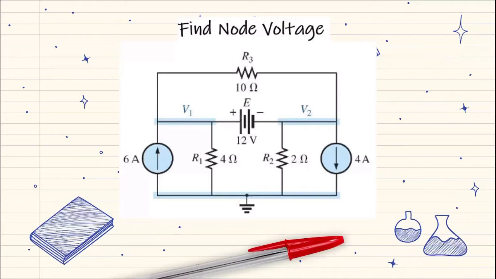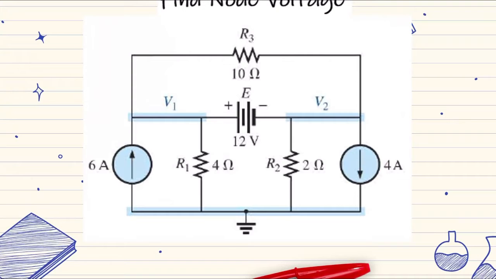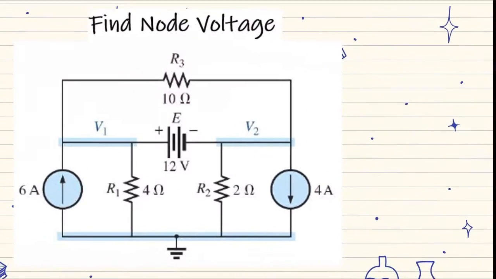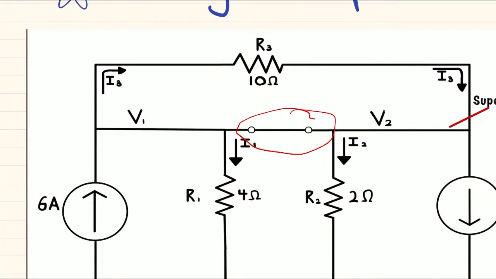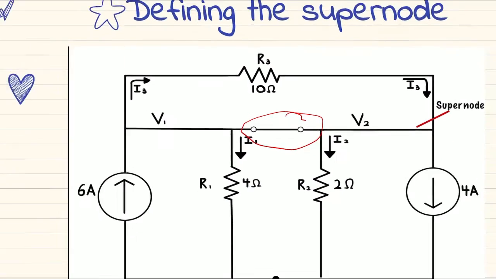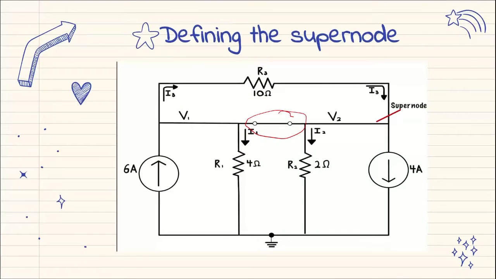So here the question asks us to find the node voltage. As you can see, the power supply is 12 voltage. We will be using the supernode theory. Here, in this supernode construct circuit, the voltage source, I've removed it and made it a voltage point. So at this point, we can assume this as just a circuit without the voltage source, and we will solve it.